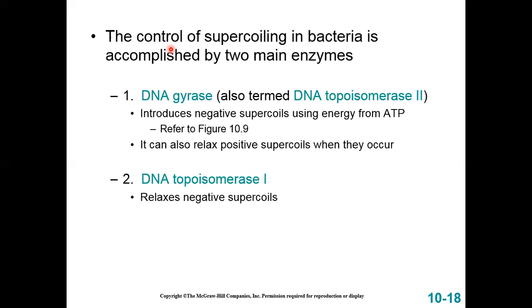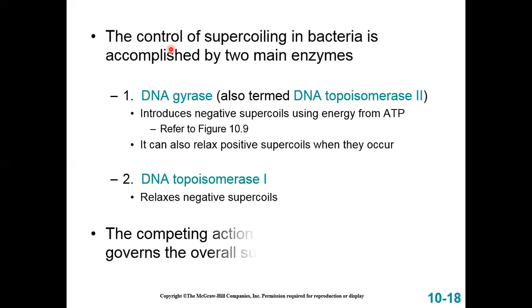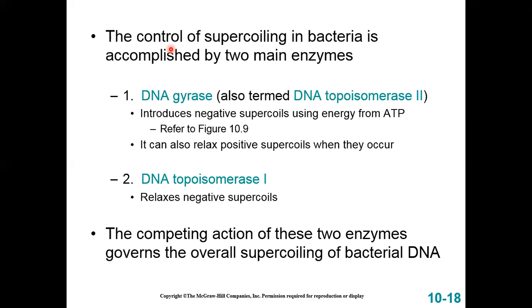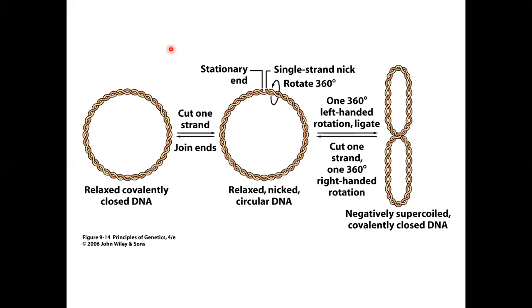The second enzyme is DNA topoisomerase 1, which relaxes the negative supercoiling. The combined action of these two enzymes governs the overall supercoiling of bacterial DNA. You can see this one is the relaxed form of the DNA, and this one is the negatively supercoiled, covalently closed DNA.